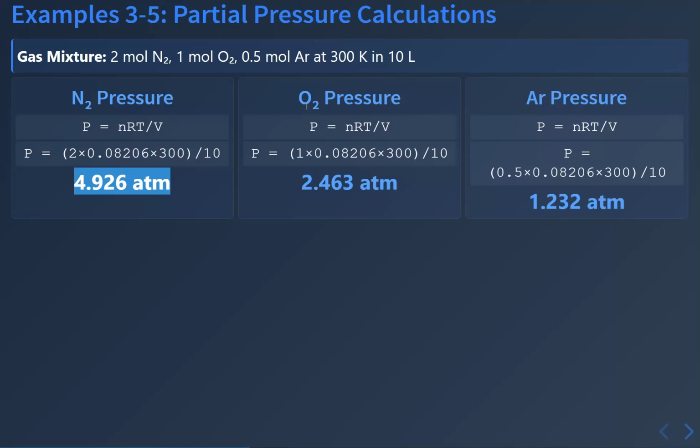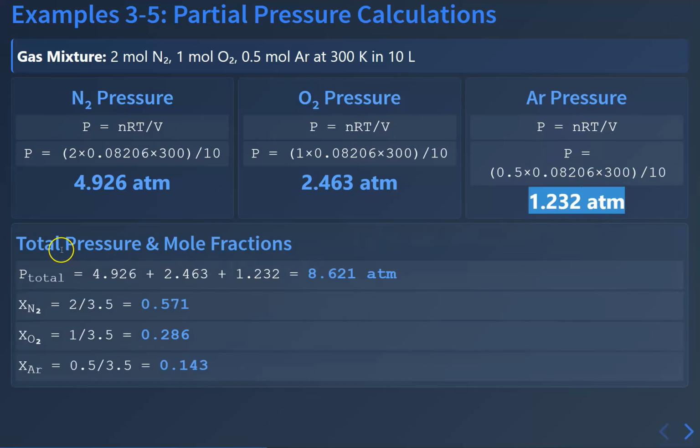For the partial pressure of oxygen, we can do it in a similar way. P is equal to nRT by V. So n is 1 mole, then R 0.08206 into 300 by 10, so that is 2.46 atm. And for the argon pressure, P is nRT by V, so n is 0.5, then R and T by V, so that is 1.232 atm.